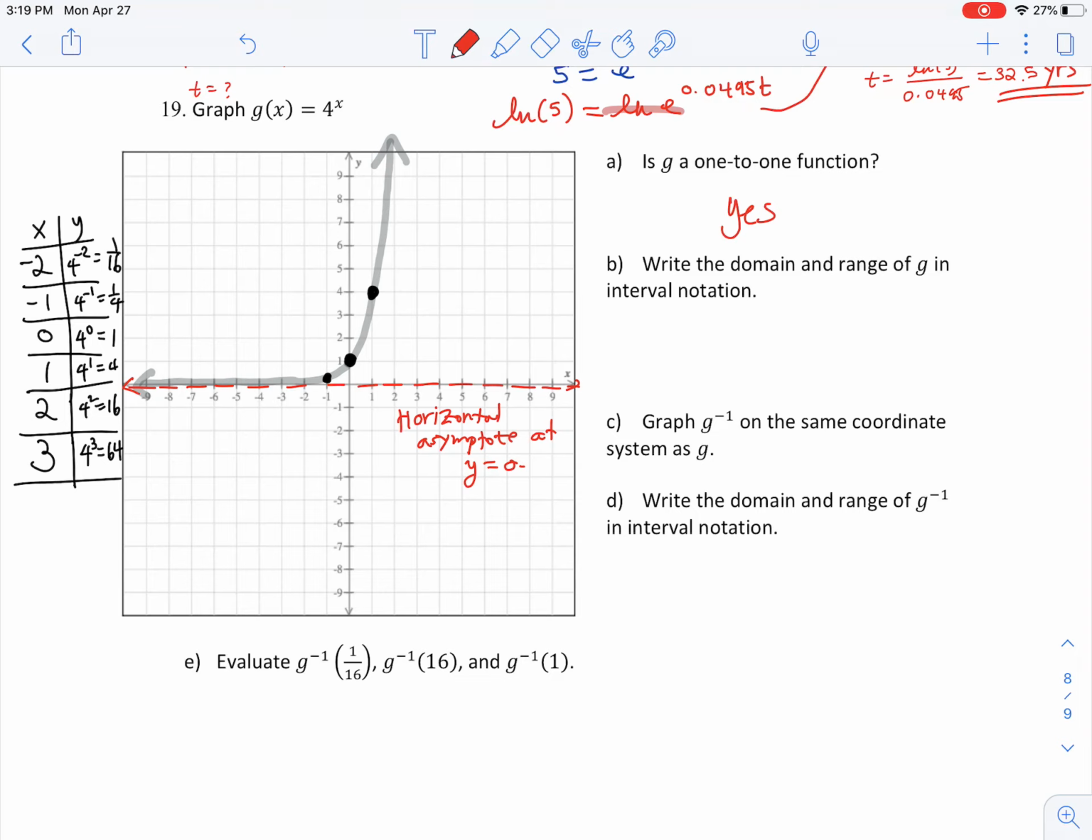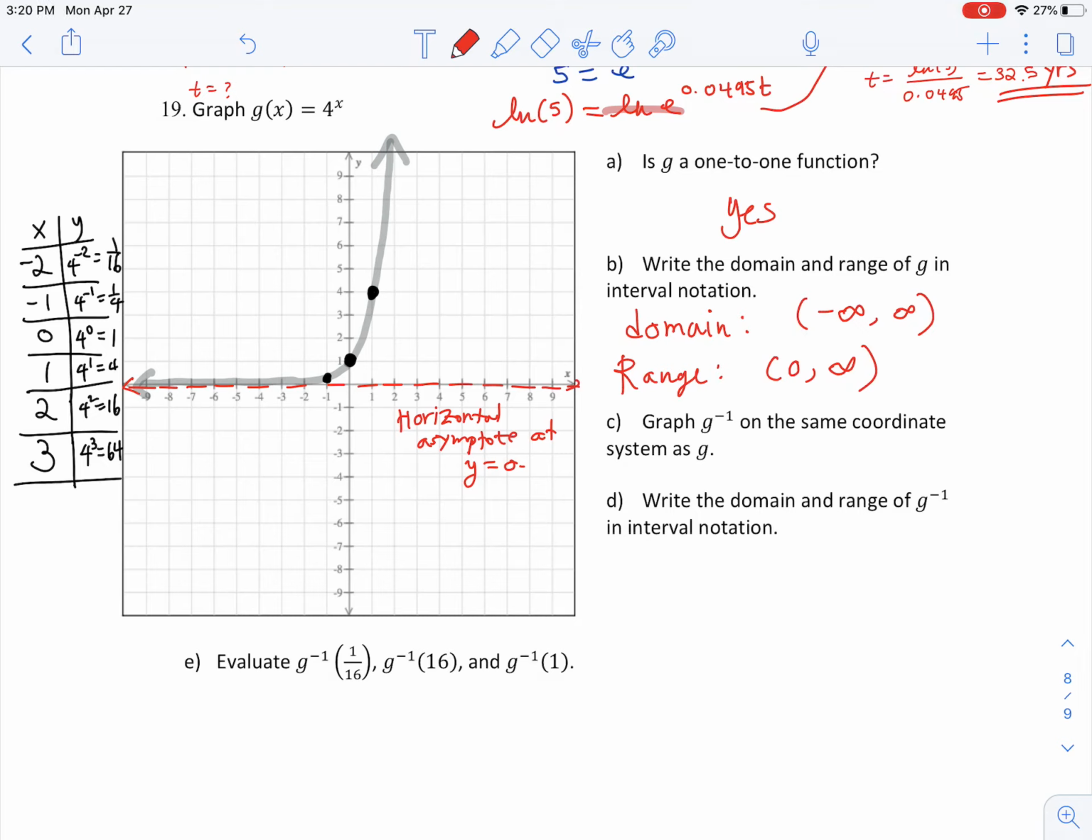Write the domain and range of g in interval notation. All right, let's go ahead and give them the domain. Domain is going to be from negative infinity to positive infinity. This is an exponential function, so you can plug in anything into the exponent. We'll be able to evaluate it. Now, what about the range? As you can see in the picture, it's not going to go below that line at 0, right? In fact, it's not even going to touch the line at 0. So the range is from 0 to positive infinity.